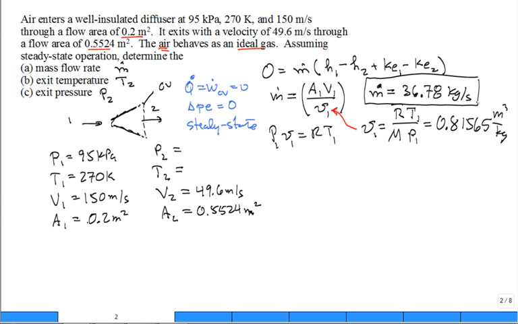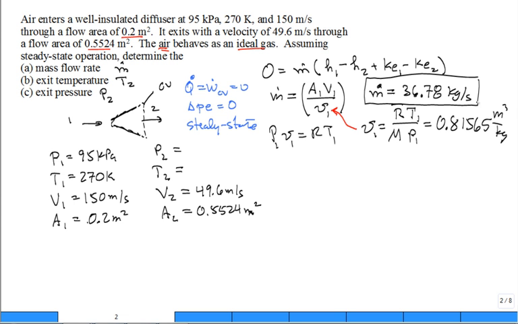I keep all those digits in my calculator because I may need them for the next step. Right? But for the answer, I'll round off to 4. All right, 36.78 kilograms per second. What's the exit temperature?